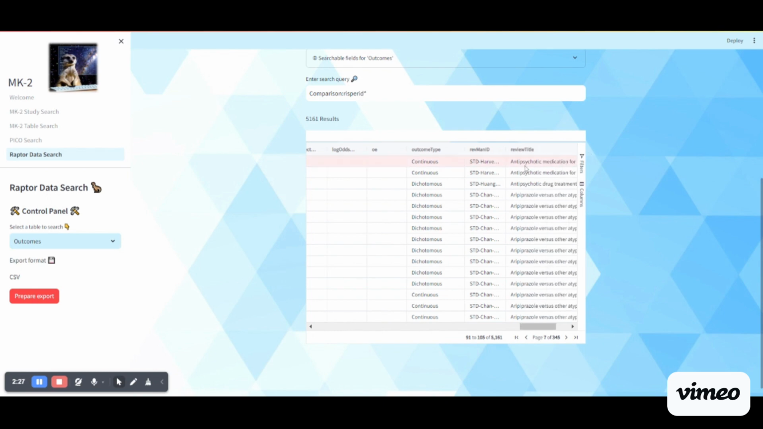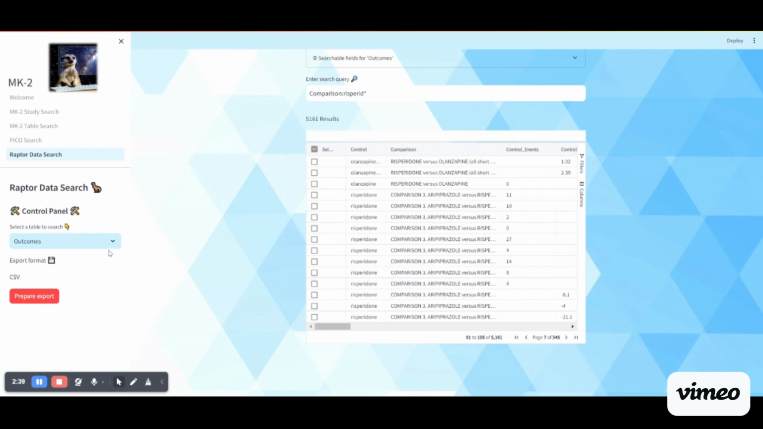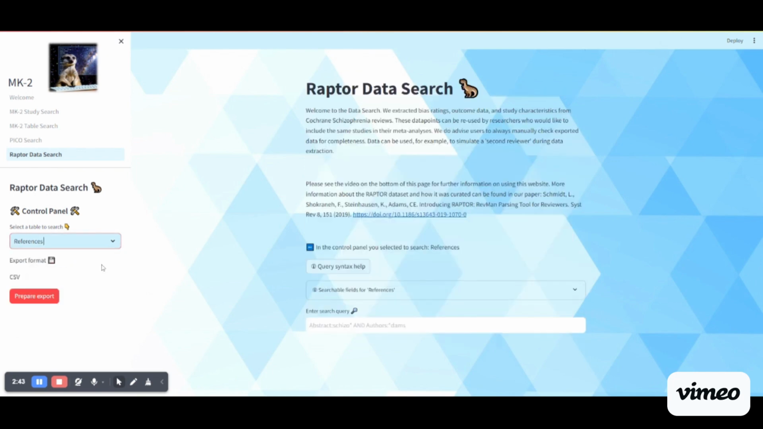was extracted from, plus the ID of the study within this review. So obviously for one study, you can have more than one outcome that was extracted. And then there are the references. So if you are coming from a place where you want to find data on a specific comparison or a specific intervention, then you can start by searching the outcomes table.